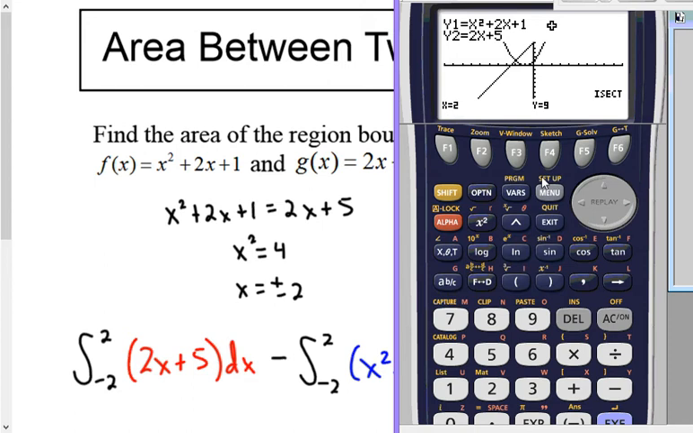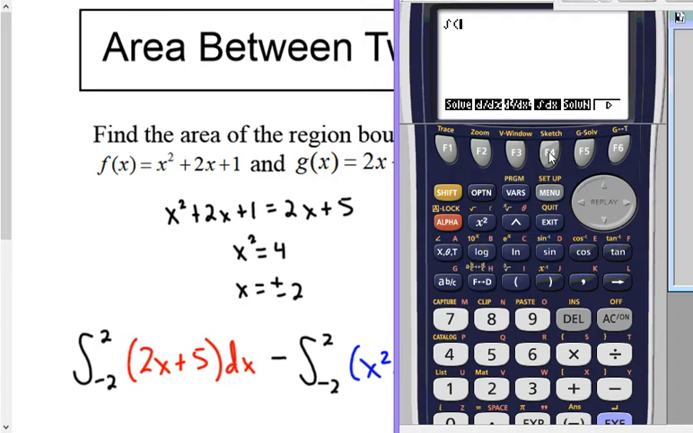Okay, then what I would do is I would go back to the main menu. I go to options, calculate, integrate, and I would do the 2x plus 5, minus x squared plus 2x plus 1. Right, I would do it just like I had it originally. And I would do that from -2 to 2. We don't need to simplify it for the calculator. We just let the calculator do it like it's written. And look at that, 32 over 3.